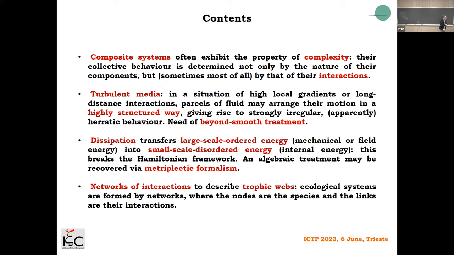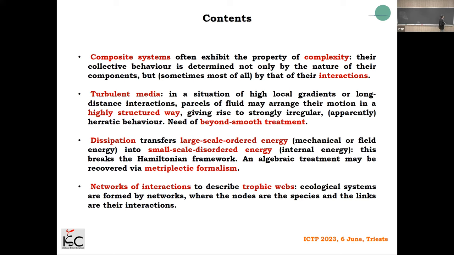I will give three examples that are a conflict of interest, because these are the things in which I work. First, turbulent media as an example of complexity: in situations of high local gradients or long distance interactions, the parcels of fluid organize themselves in structures that are singular and coherent, those structures Giuseppe Consolini was speaking about. This requires going beyond smooth treatment, that is, the treatment of these media is better done with variables that are not everywhere differentiable, not everywhere deterministic or smooth.